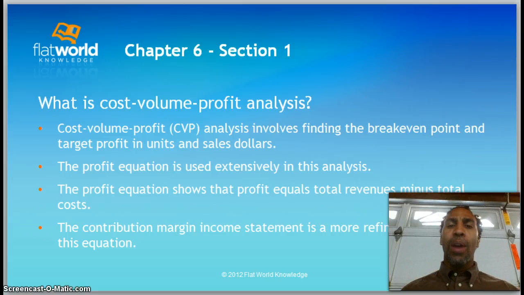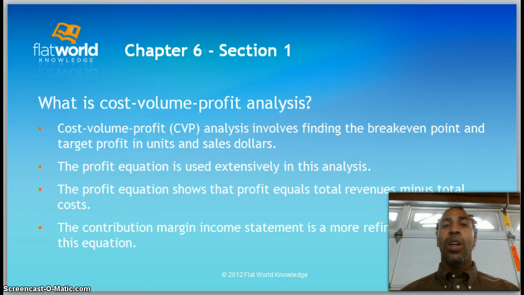So what is cost volume profit analysis? Cost volume profit analysis involves finding the break-even point and target profit in units and sales dollars. So two different ways to find it, one in units, one in sales dollars. But you always have to be cognizant of the fact that we are in business and you need to understand what the break-even point is just so you can create your equation so that you can end up finding how much you need to produce in order to make a certain amount of profit.